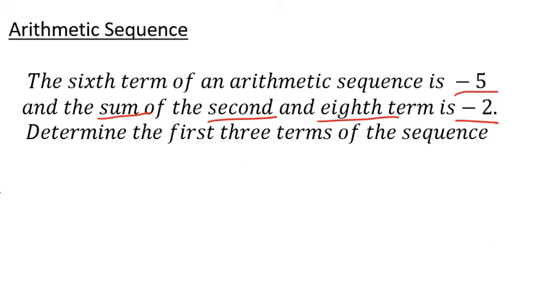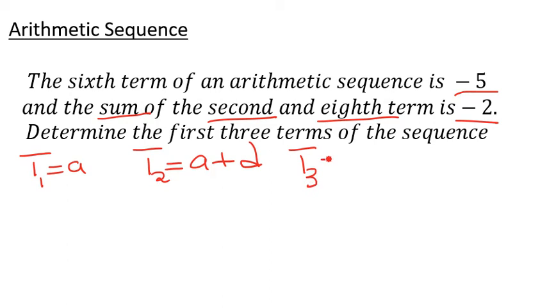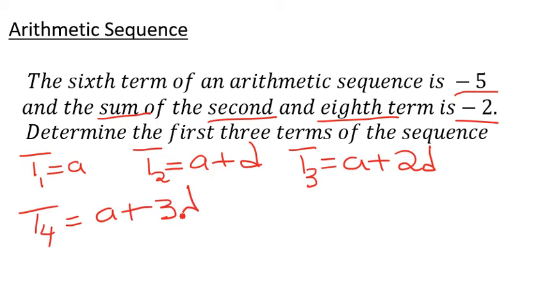Okay, so there's something that we already know. We know that T1 is equal to A, right? Good. Now T2 is equal to A plus D, all right? T3 is equal to A plus 2D. Now T4 is equal to A plus 3D.